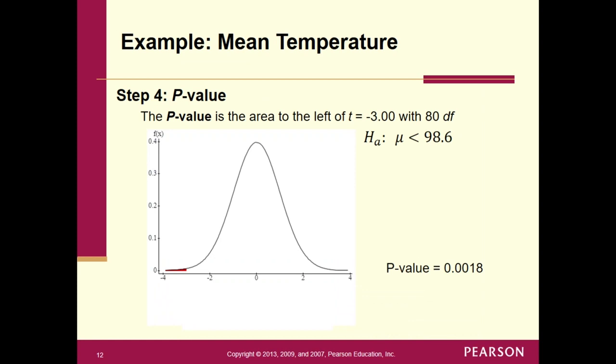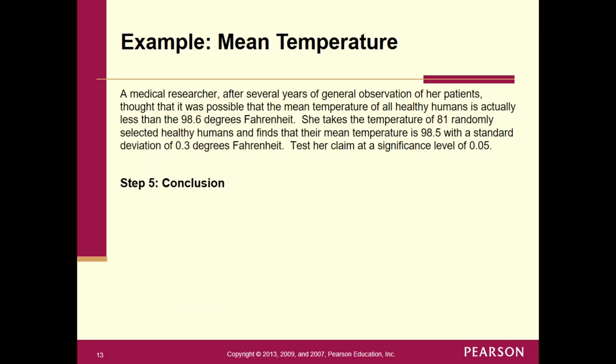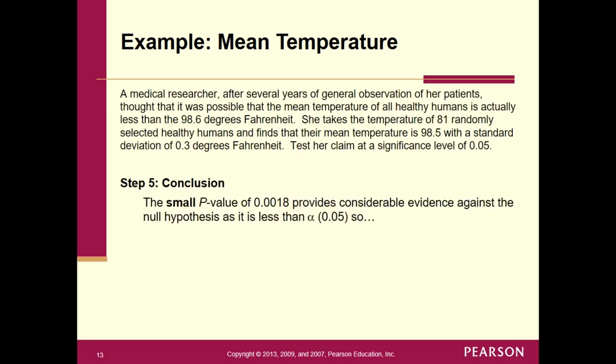All right, so we have our p-value. What do we always compare that to? Alpha, right? Alpha was set to 0.05 in the problem. So, conclusion: the small p-value of 0.0018 provides considerable evidence against the null hypothesis. Why? Because the p-value is less than alpha. So basically the probability of all this happening is really small. And what does that say about the null hypothesis? It's probably wrong. That means the alternative is probably correct. So we're going to reject the null.